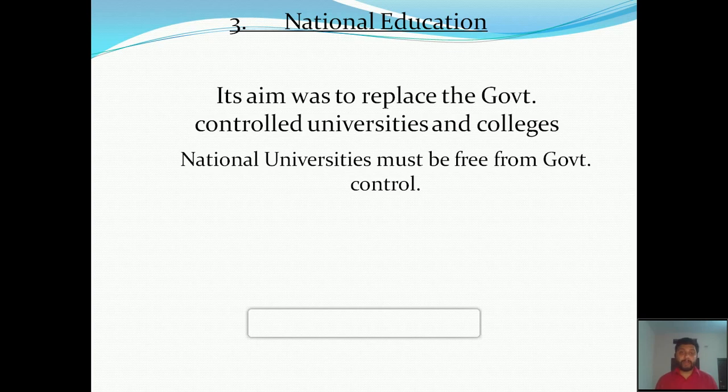Then the second one: national universities must be free from government control. The assertive nationalist leaders demanded that national universities be free from government control, because if the government is trying to suppress certain ideologies, certain movements, certain teachings, it is not good for the people, and it is against the freedom of the people. So the leaders were demanding that national universities must be free from government control.